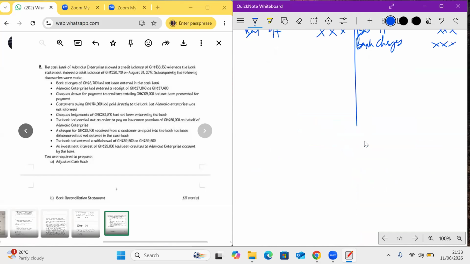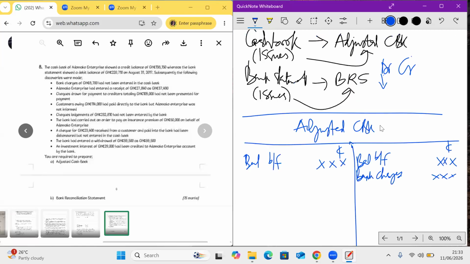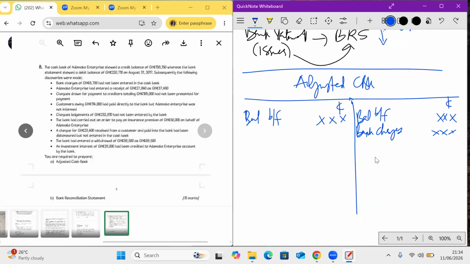Remember, the adjusted cash book is the book used to correct issues in the cash book. In other words, during the reconciliation, they saw that the bank has debited the account with some bank charges. So if the bank has debited, they also have to write it in the adjusted cash book as credit. Are you getting it? They have to write it in their cash book as credit, but their cash book is full. So they'll come and write this in the adjusted cash book, which is like a twin to the original cash book.